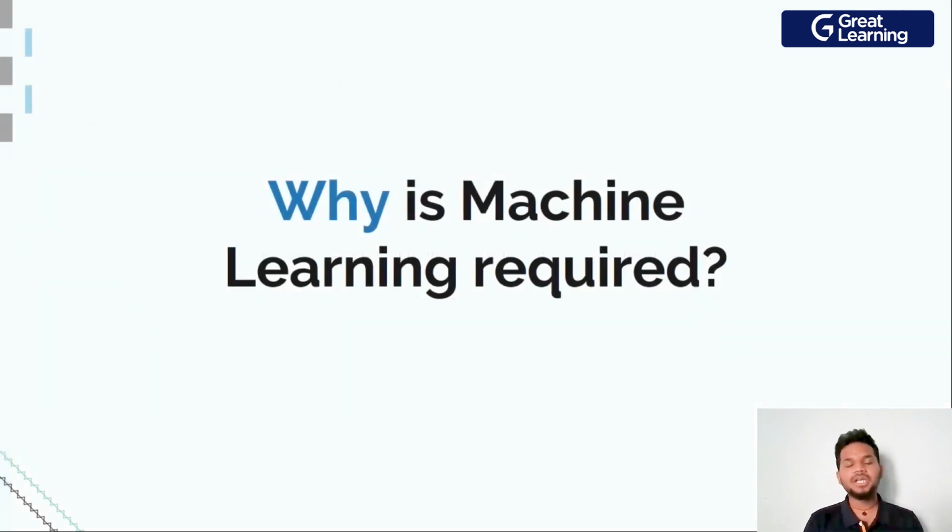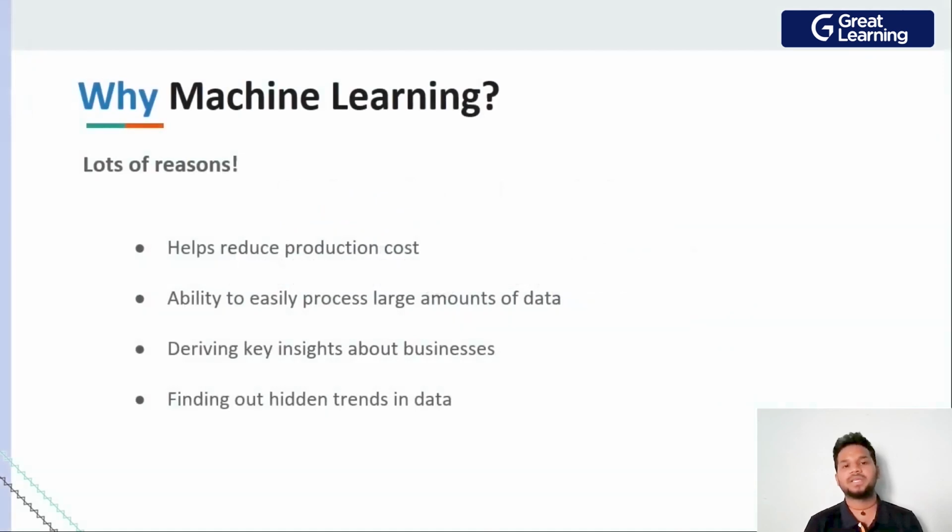So the first question you really should ask yourself is, why is machine learning required in the first place? Why is it the biggest thing in today's world, right? First of all, you have to understand that there are hundreds and hundreds of reasons. We can have a discussion hours together just talking about the advantages of machine learning. But to give you a clear and concise picture of what you can expect, here are some of the important pointers. First of all, the most important thing is that it will help reduce production cost to a very, very big extent, right?